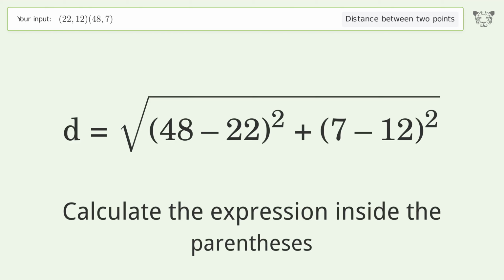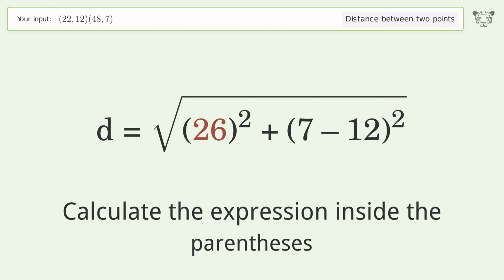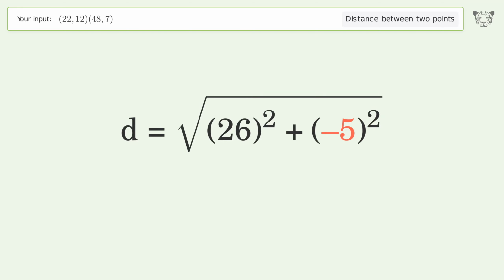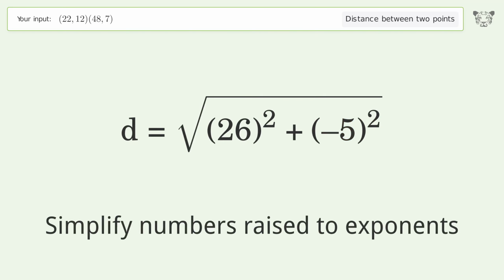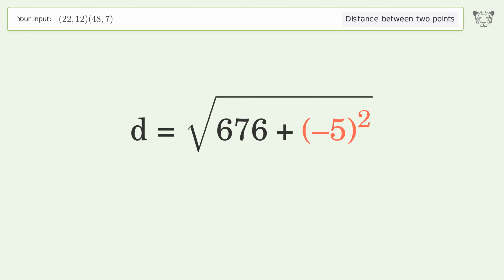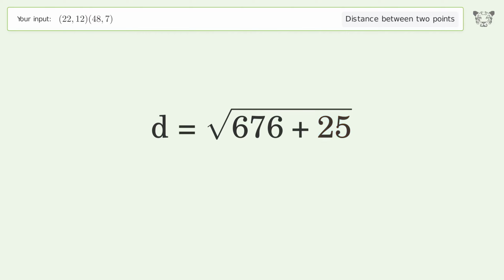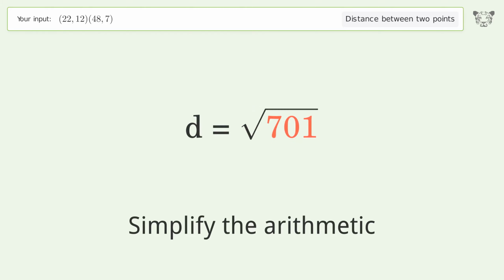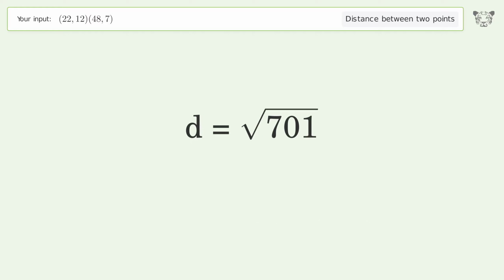Calculate the expression inside the parentheses. Simplify numbers raised to exponents. Simplify the arithmetic. And so the distance between the 2 points is the square root of 701, or 26.476.